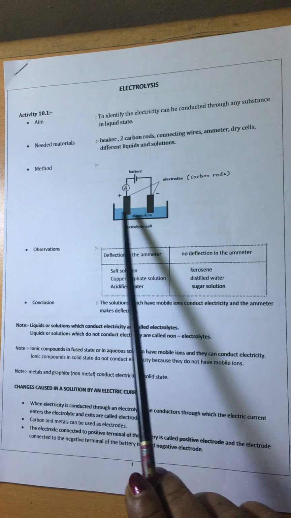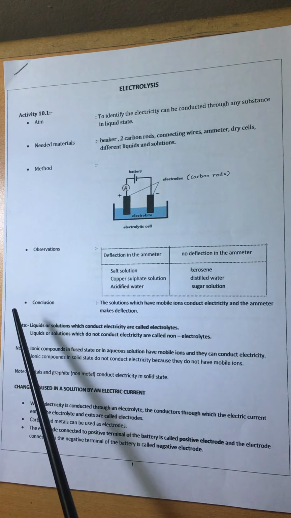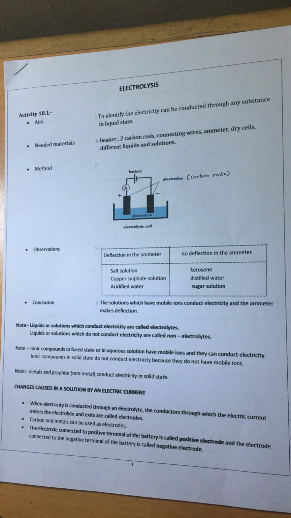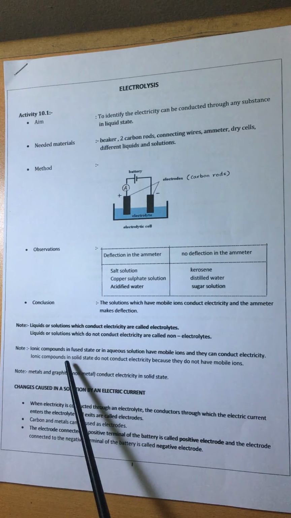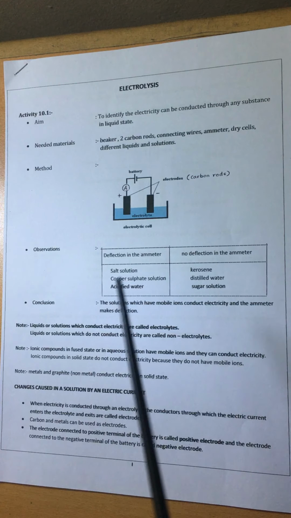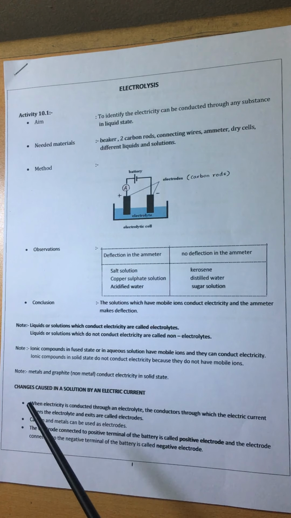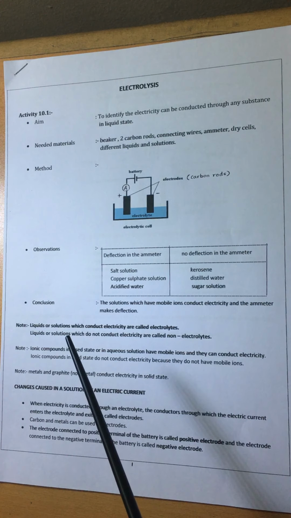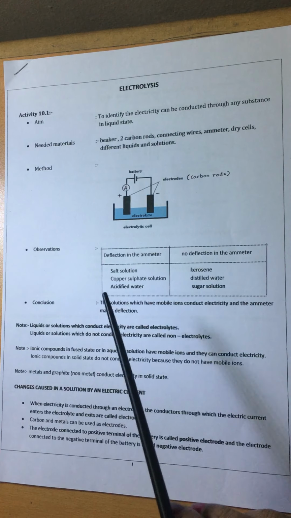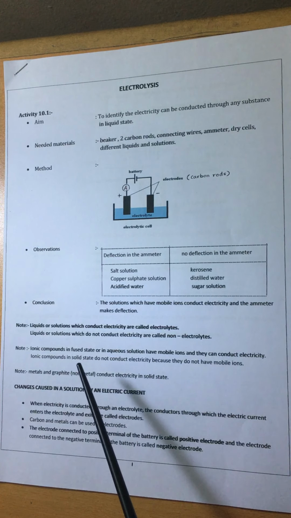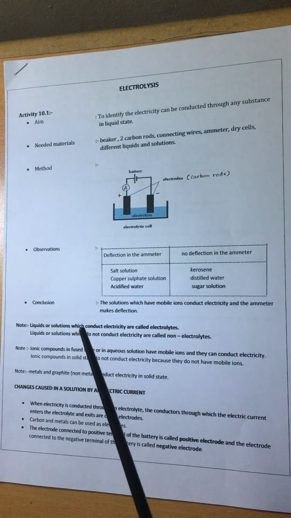When the electricity is conducted, the bulb glows, right? From that also you can identify whether the current is flowing through the circuit. So, the ionic compounds in fused state. What is fused state? Fused means melted form. Now we say salt, sodium chloride is a salt. So when you heat it, that will melt. That is the fused state.